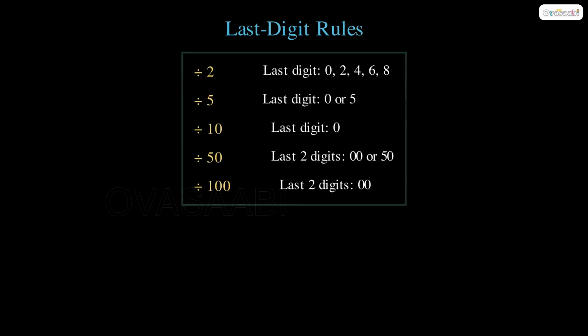First, the easy rules. A number divides by 2 if it ends in an even digit, by 5 if it ends in 0 or 5, by 10, 50 or 100, just check the last digits.